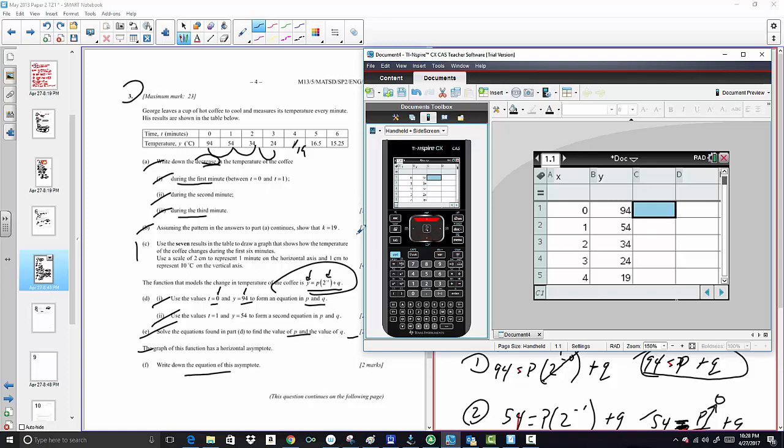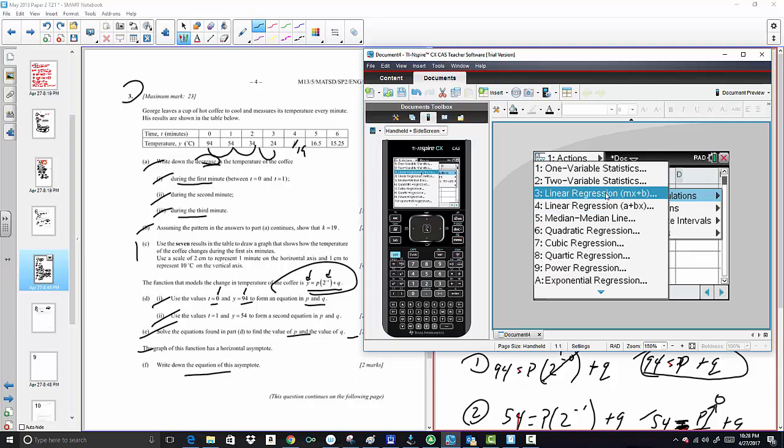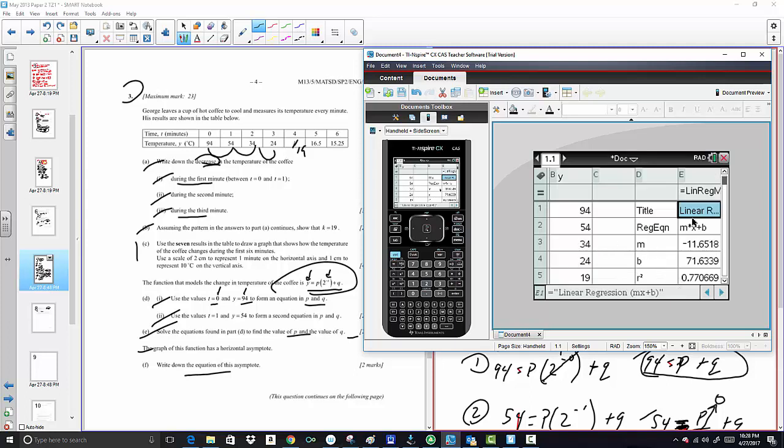And since I know how to do a linear regression, I'm going to go to Menu, Statistics, Stat Calculations, Linear Regression, right here, mx plus b. Okay, the x list, I called it x, of course. The y list, I always call it y. There it is. We're going to save this function into f1. That's really important. So I hit OK. Okay, so it gives me the equation of the linear regression. The slope is right here, and the y-intercept is right here.